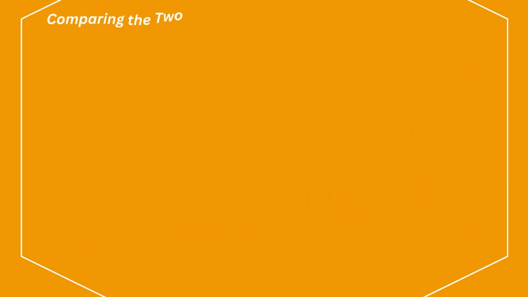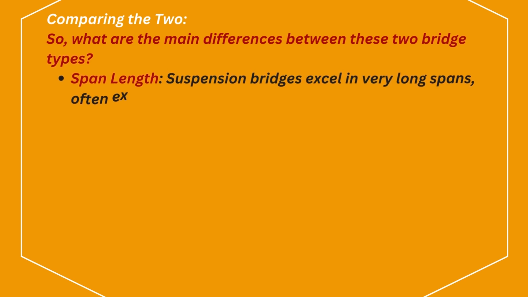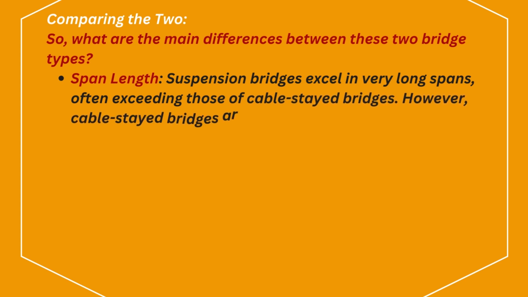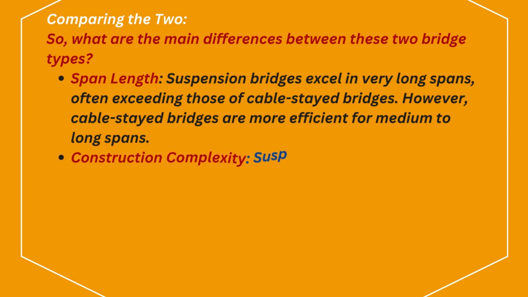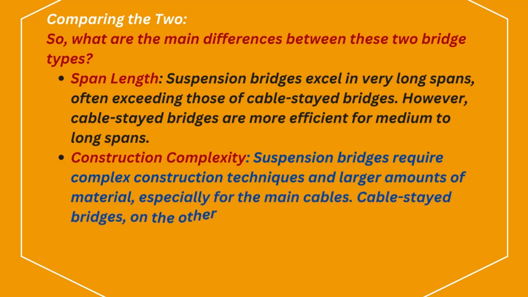Comparing the two. So, what are the main differences between these two bridge types? 1. Span length. Suspension bridges excel in very long spans, often exceeding those of cable-stayed bridges. However, cable-stayed bridges are more efficient for medium to long spans. 2. Construction complexity. Suspension bridges require complex construction techniques and larger amounts of material, especially for the main cables.